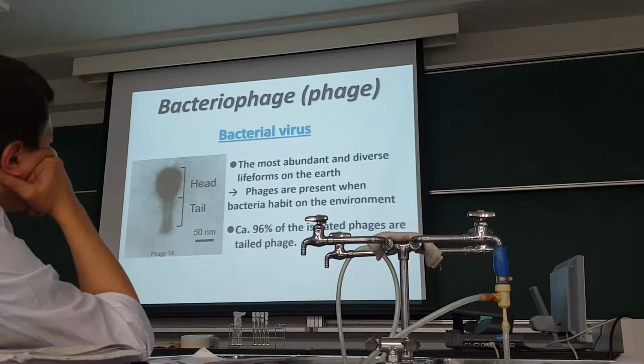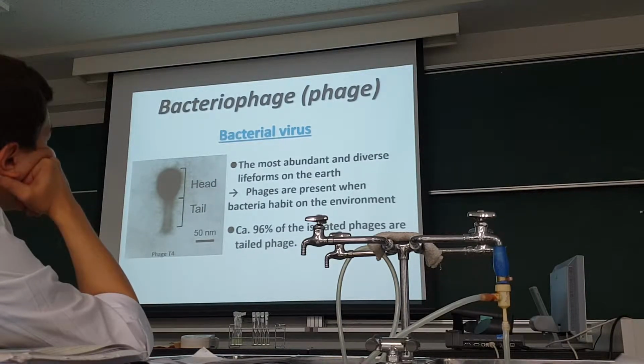Probably you guys learned about the bacteriophage from the textbook. Probably people know this structure, head and tail. In the head, there is the genomic DNA. It's a double strand. Okay, that's the general feature.